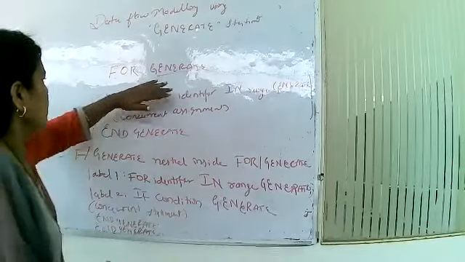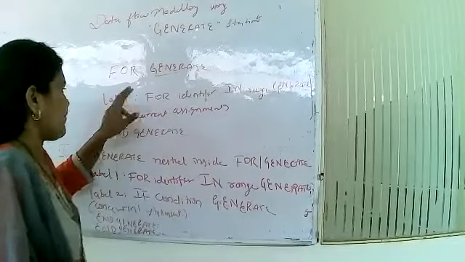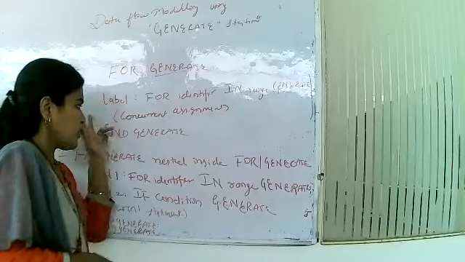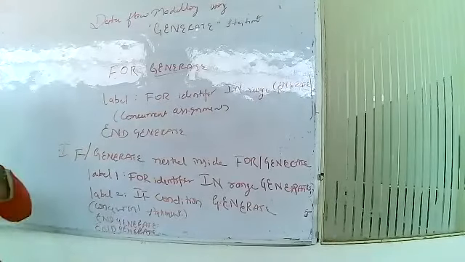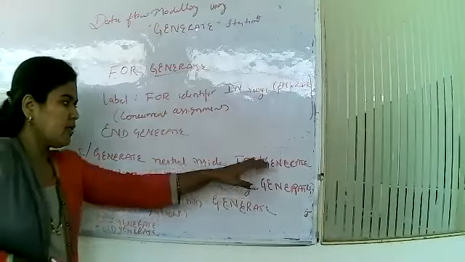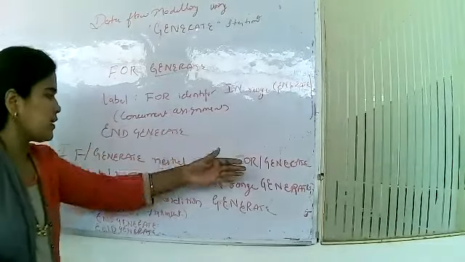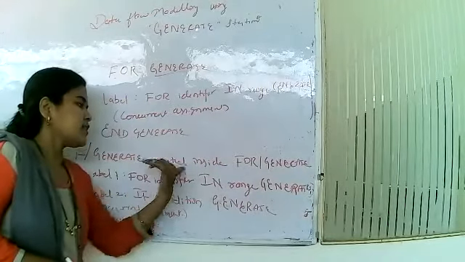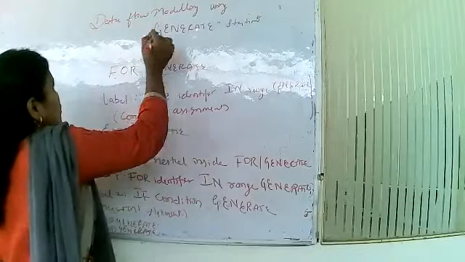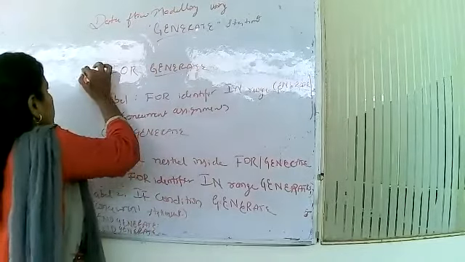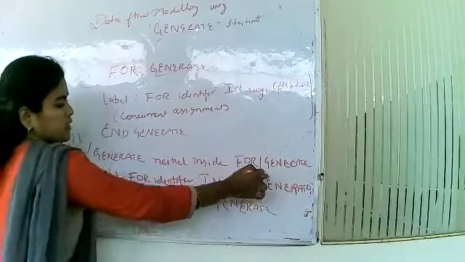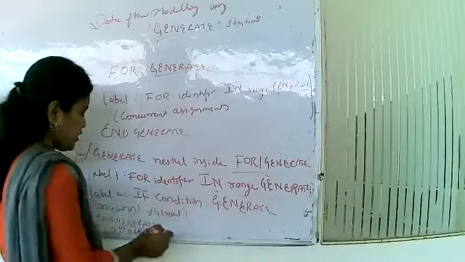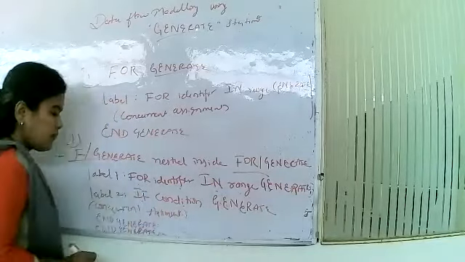See, in this one, for generate is over. Here you have a single label for identifying the in-range generate. It is a concurrent assignment, so it is the end of the generate. But the next one has if generate inside the for generate. Are you understanding? If generate is nested inside the for generate. The first thing is over. The second thing is inside the if generate, so you have two labels: for identify in range generate and if condition generate.